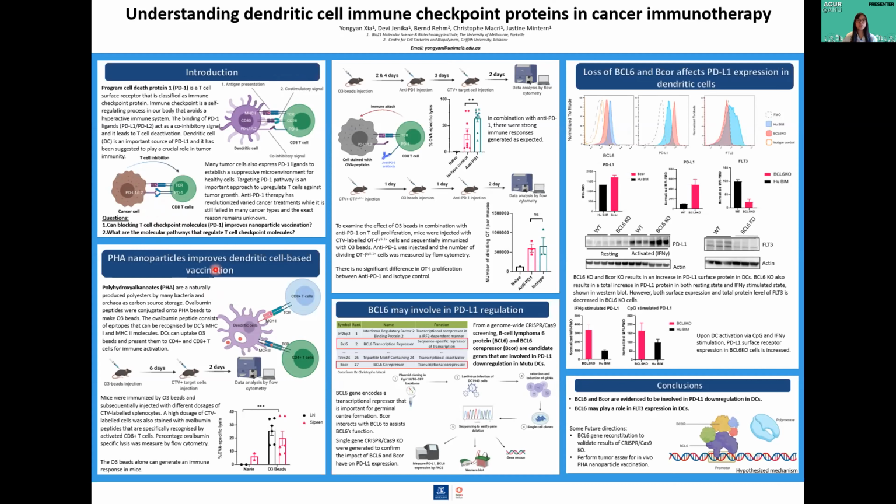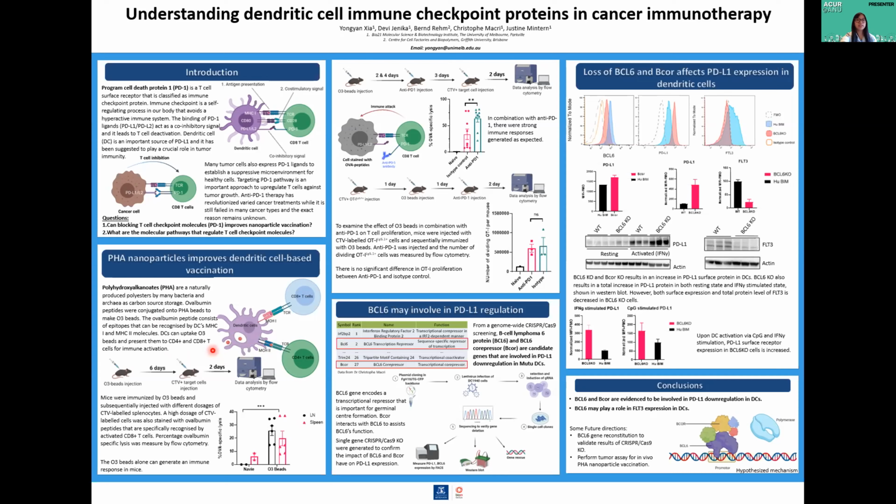So I'll first introduce my first question, which is about nanoparticle vaccination. Polyhydroxyalkanoates, shortened to PHA, is a naturally produced polyester made by a lot of bacteria, and they produce it as carbon source storage under starvation conditions. And it's biodegradable, biocompatible, and it has the ability to enhance the immune response.